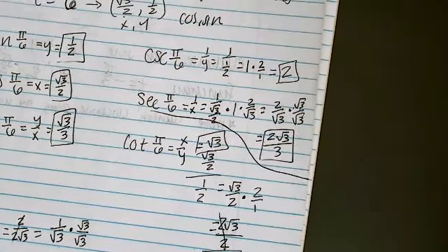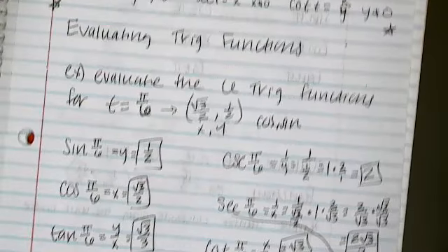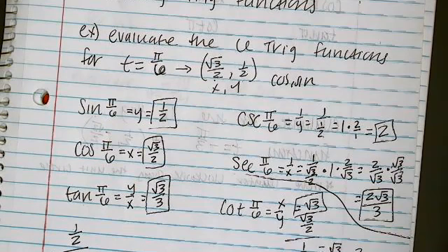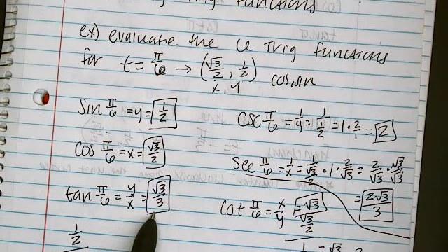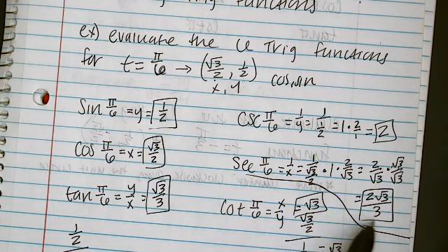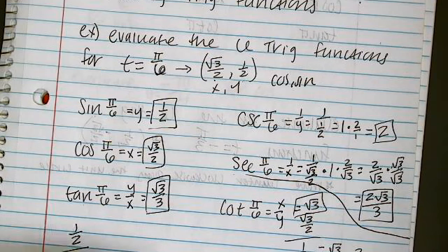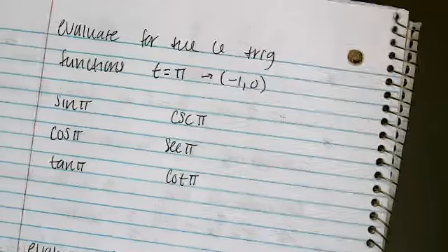Okay, so looking at all the different answers that we have, we have 1/2, √3/2, √3/3, 2, 2√3/3, and square root 3, that final answer. So as you can tell, a little bit of work can go into these, but it's all things that you've learned in the past, just some multiplication of fractions, division of fractions, and stuff like that.